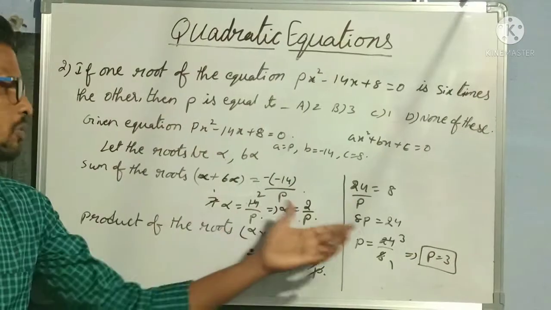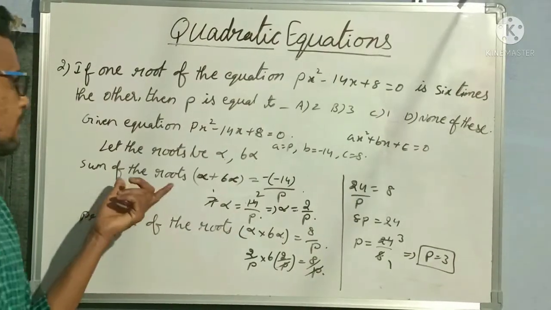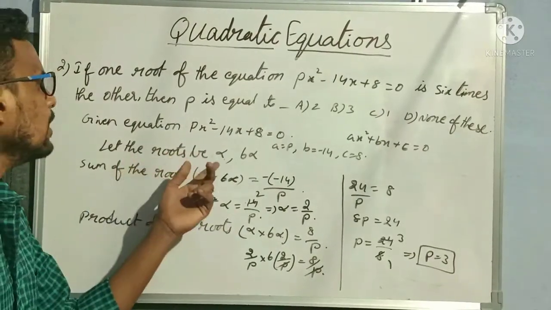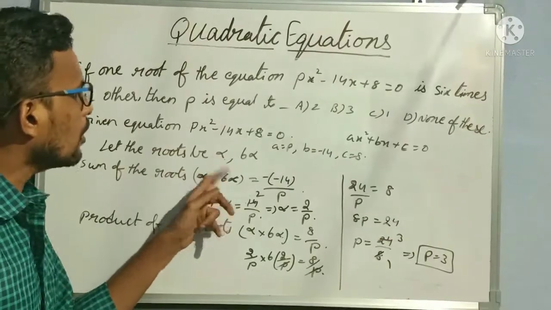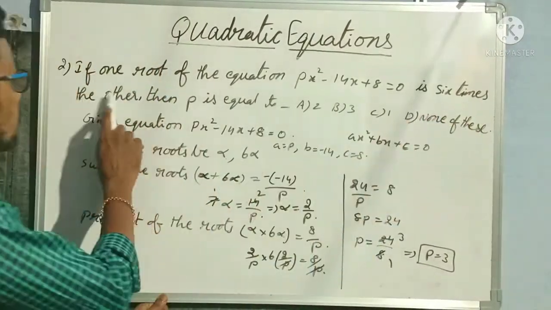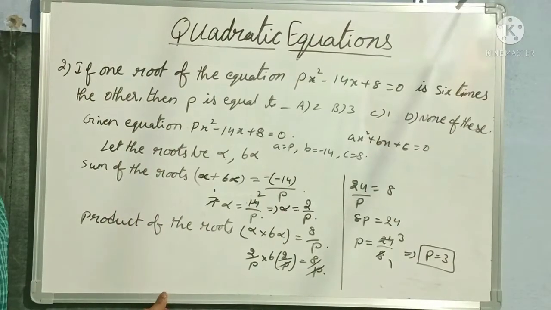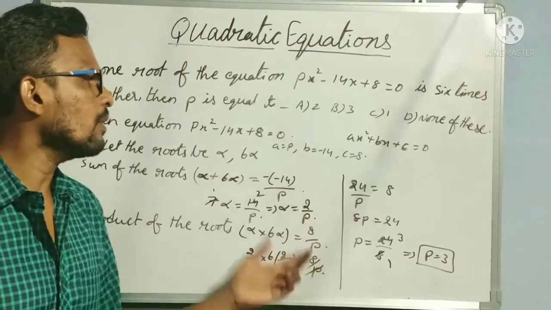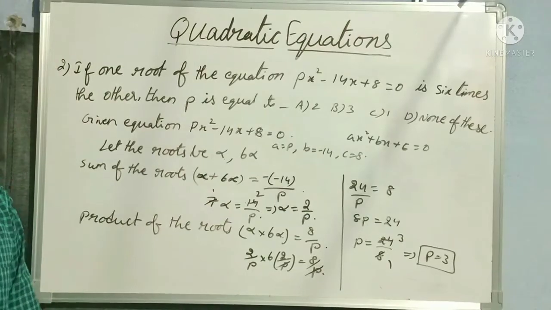This is how we have to solve. First, take the required condition and form the roots. So the roots will be alpha, 6 alpha, because he is saying that one root is 6 times the other. Clear? In this way we have to solve the second problem.